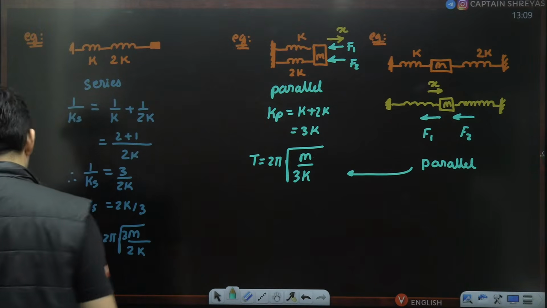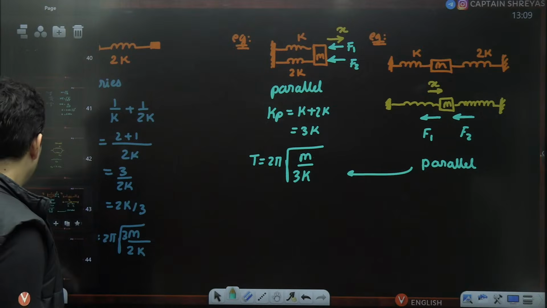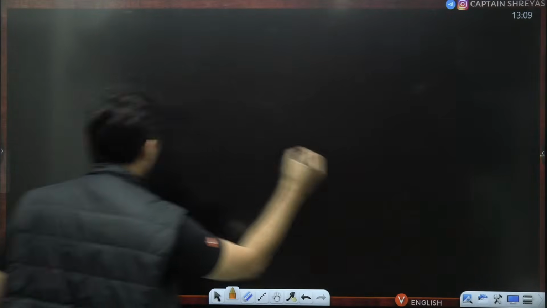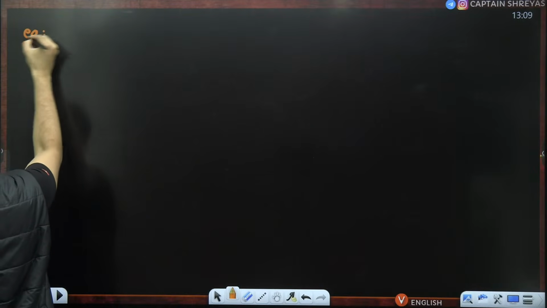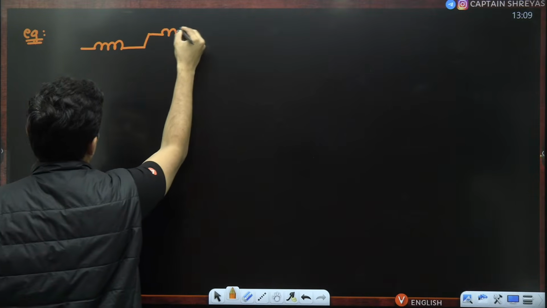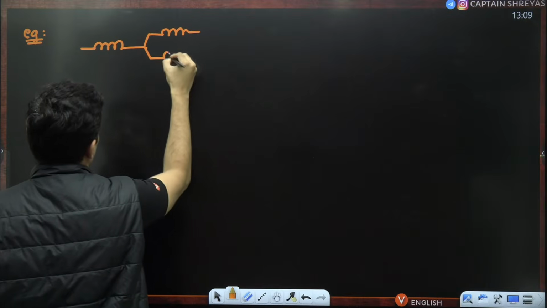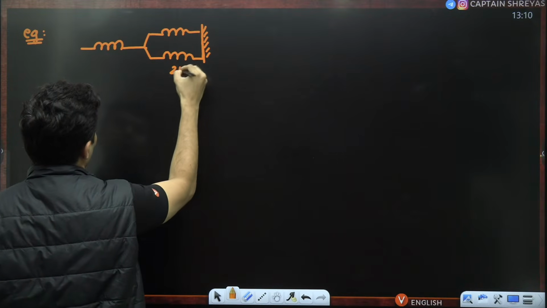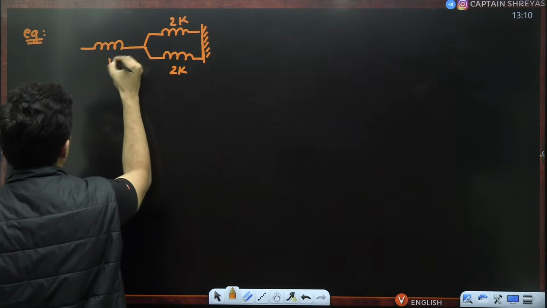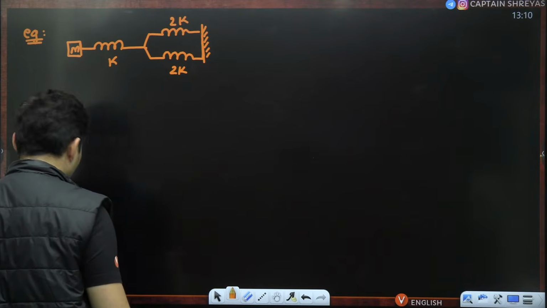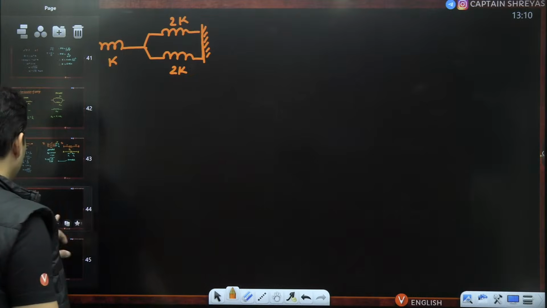Okay, perfect. Then you can have some more weird combinations like this also. Say for example, you are given one spring here, another spring here, another spring here. This is connected to a wall. This is 2K, this is 2K, this is K, and this is a mass. How will you solve this kind of a question?